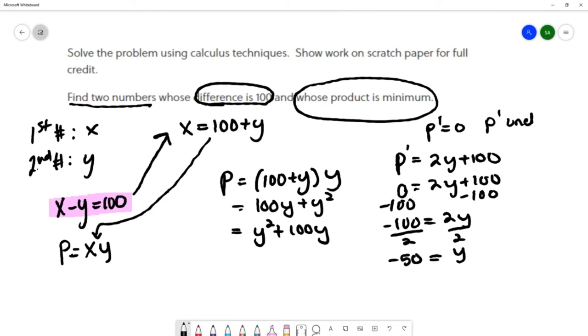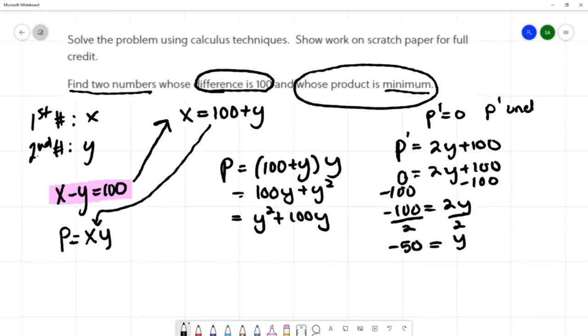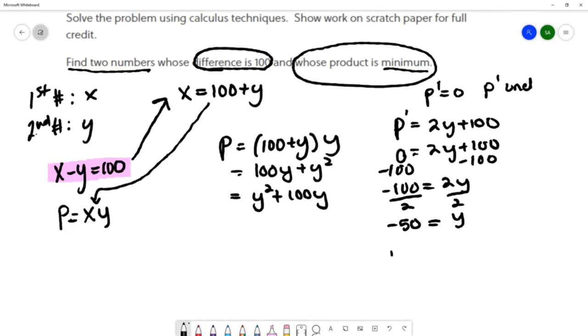So this is my critical number, which I believe to be when the product is minimum, but I need to verify this with calculus. So to verify it with calculus, I'm going to calculate the second derivative. So the second derivative will be 2, and that second derivative is positive or greater than 0. And when the second derivative is positive, that tells me that the function is concave up. So if the function is concave up, then the graph will look something like this.